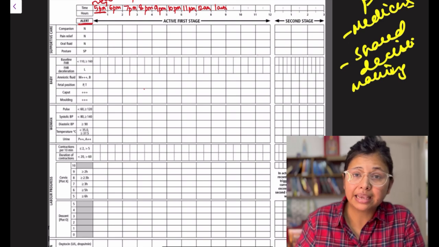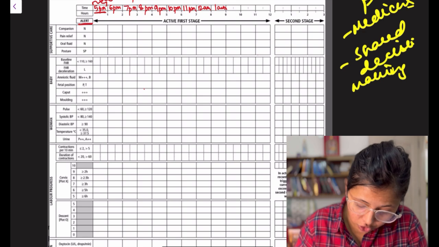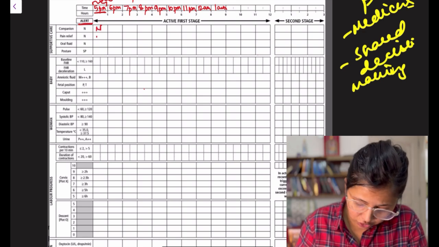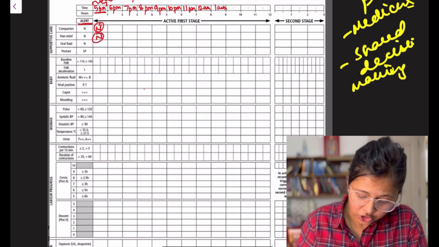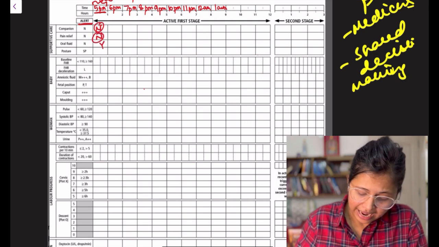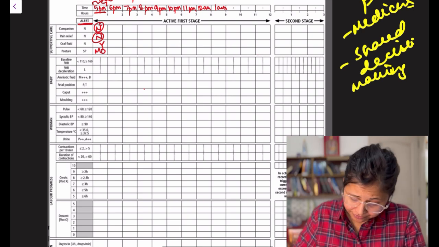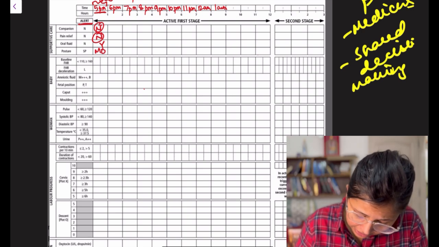So for example, at the time that she came to us at 5 p.m., she did not have a companion. She came alone. She was alone at home. She had no pain relief. So that's also a no, and we circle these two. She was taking oral fluids though. And at the time that she came, she was mobile, right? So this is the first thing. At presentation, this is 1 hour, right?